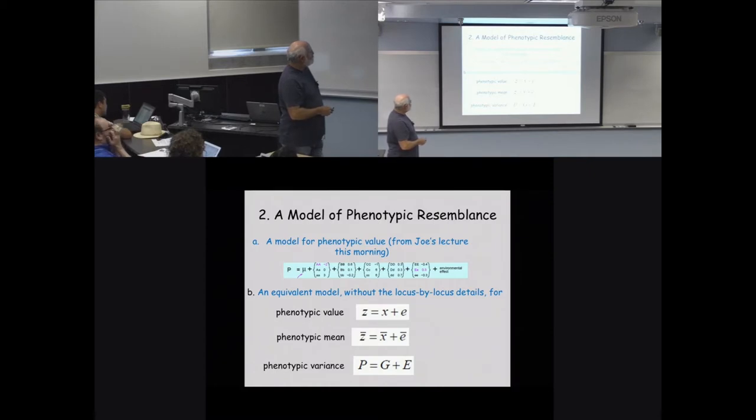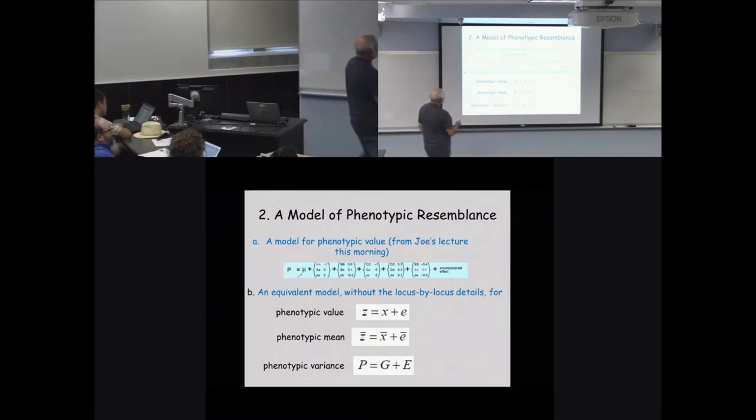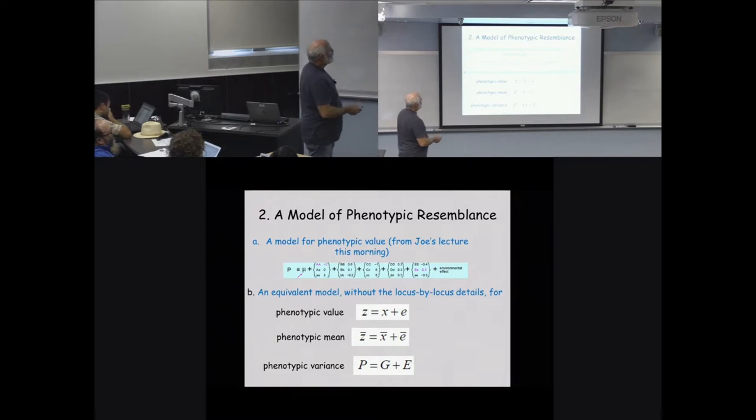Okay, so now Joe showed you a lot of algebra in which we laid out a model in which we had the contributions from each of these loci. What we're going to do is collect all of those per locus effects into a single value that we're going to call the genetic value for the trait.